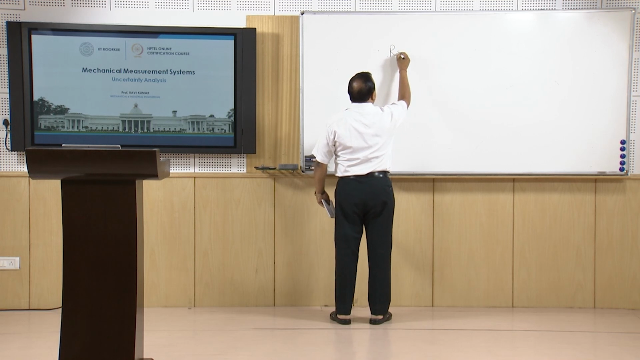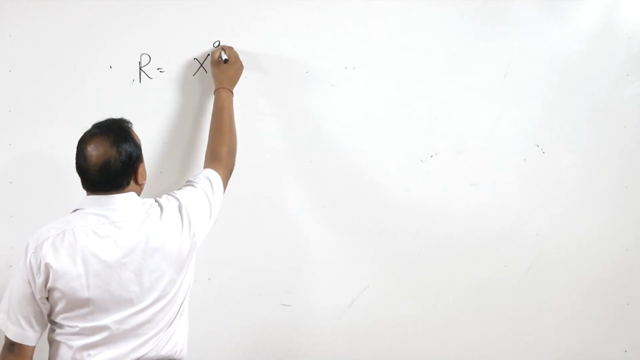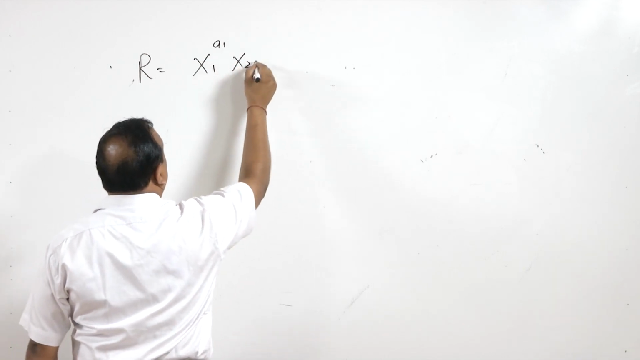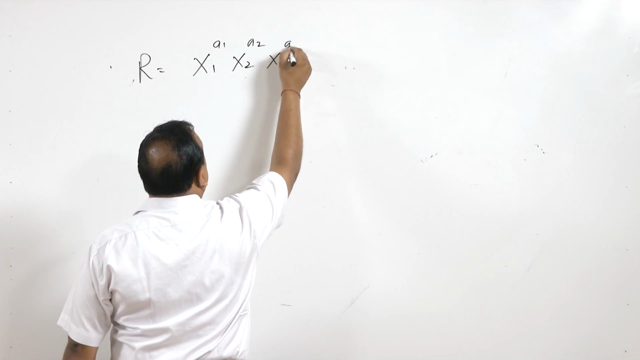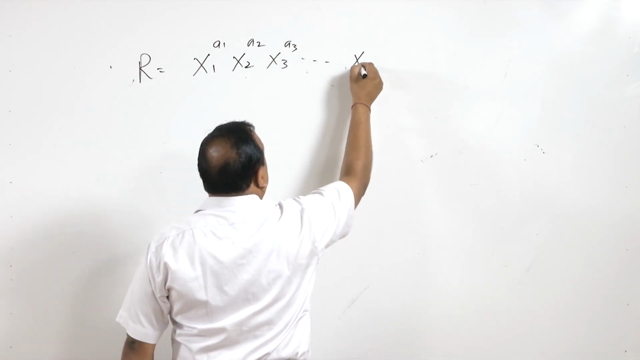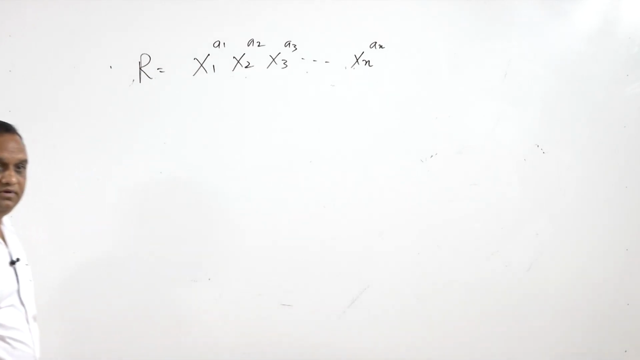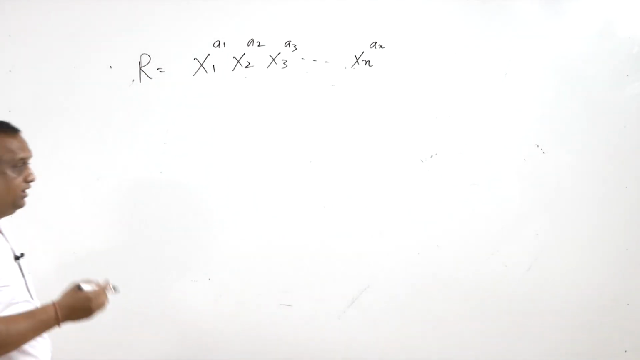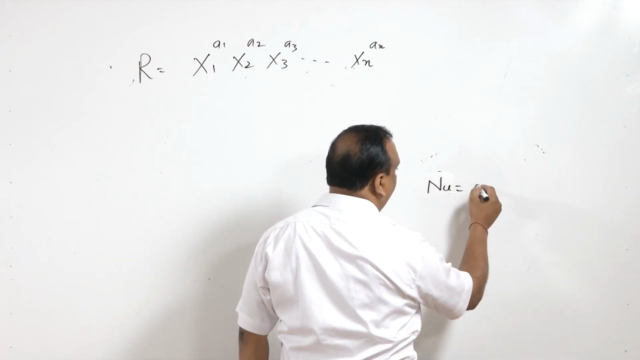R is a product of different parameters, that is x1 raised to power a1, x2 raised to power a2, x3 raised to power a3, up to xn raised to power an. So, these are the cases.